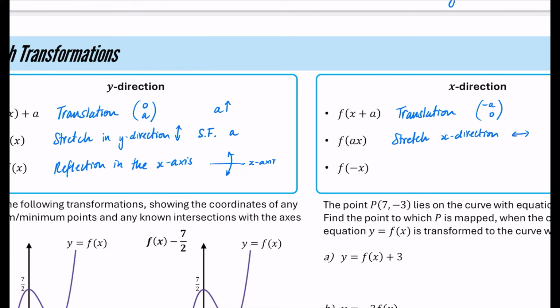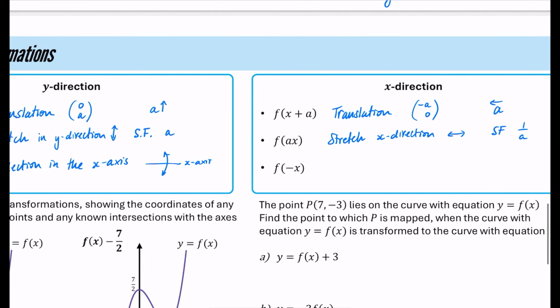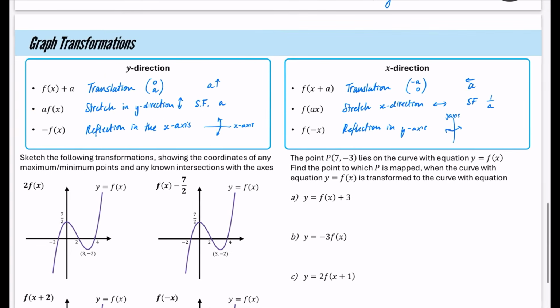It's going to be a reflection in the y-axis, meaning in the left and right direction. So this is a reflection in the y-axis. And what I mean by that, there's my y-axis. It is going to be reflected. Let's just quickly write this, y-axis. You can see it's going to flip over that line. So this is going up and down, and these are left and right, left and right. So that's why I've split them into these two groups.